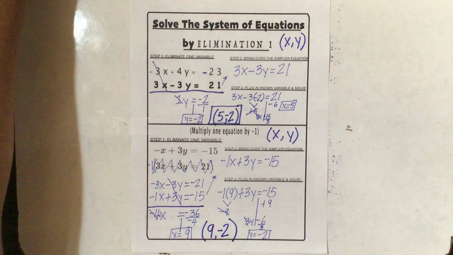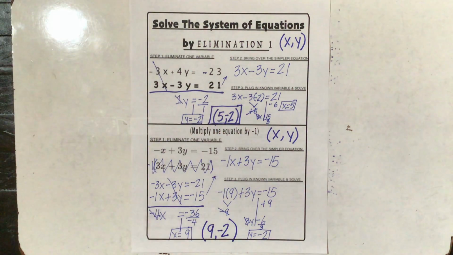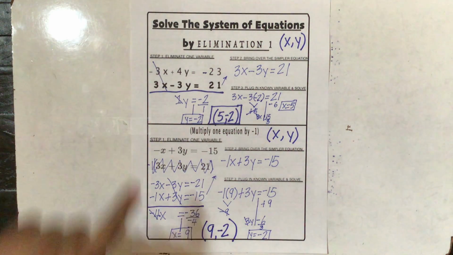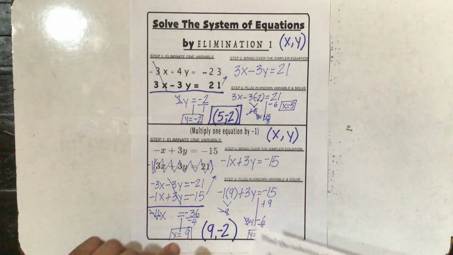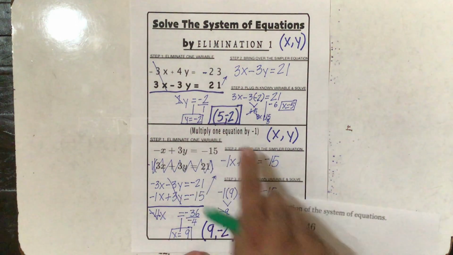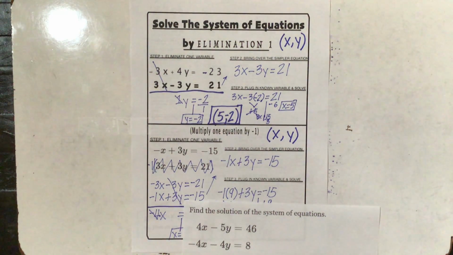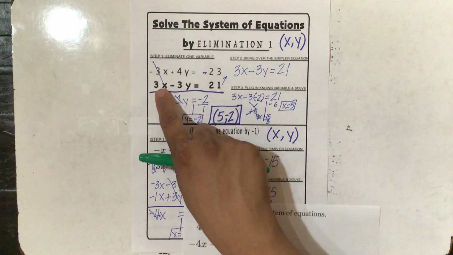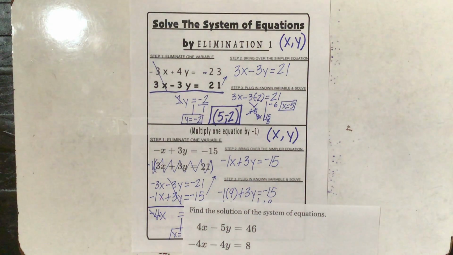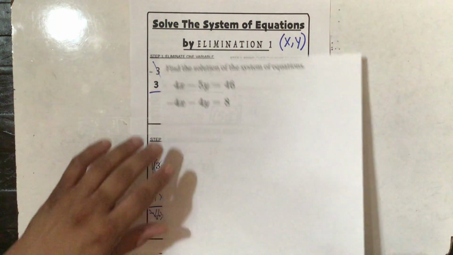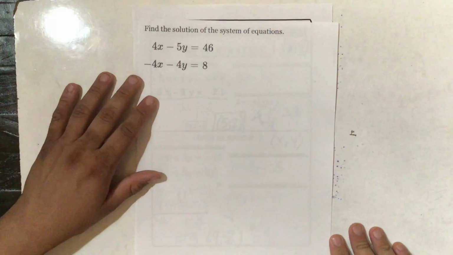So let's do some examples here. So let me do an example of the first kind where there's no need to multiply. They just cancel out right there. Boom, look. As soon as I look at them, negative 3x, positive 3x, cancel them out. I knew. So let's do an example just like that.